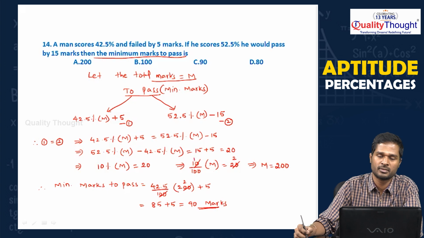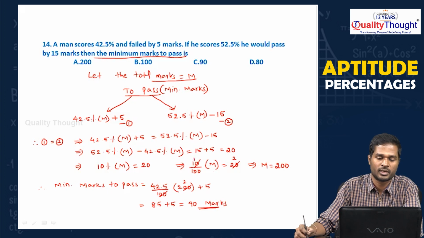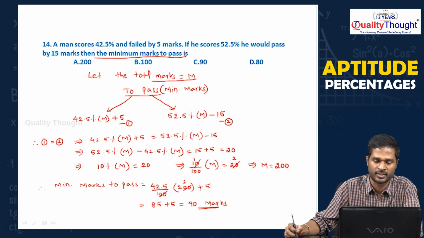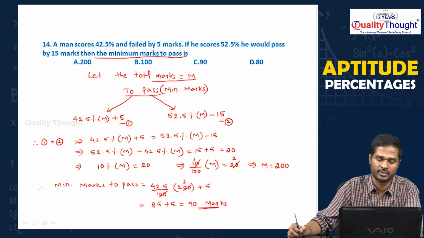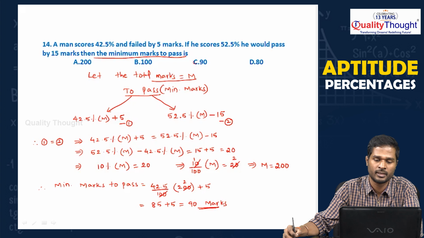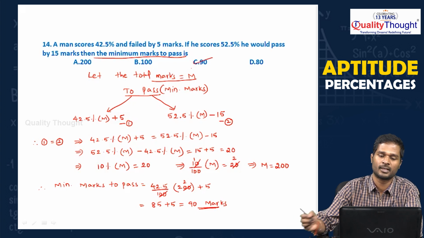So the minimum marks to pass in the exam is, take any one equation. So I'll take the first one. So 42.5% of m means 200 plus 5. 100 ones are 100, twos are 200. 42.5 into 2 is 85 plus 5 is 90 marks. So the minimum marks to pass in the exam is 90. That is what this question says.